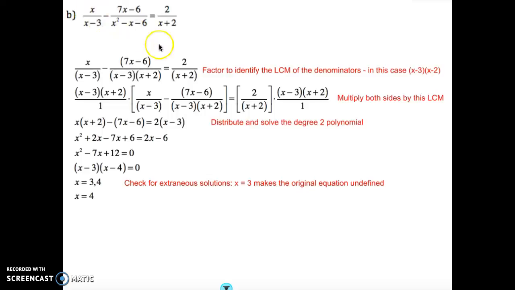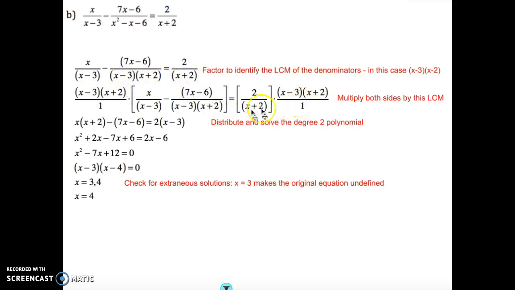For part B, again, it's a similar sort of affair. The first thing that you want to do is make sure that you go ahead and factor. Please pay attention to this minus sign here. So once we've factored, we can then go ahead and identify the lowest common multiple of the denominator. In this case, it's x minus 3, x plus 2. Excuse that error there. You can see x plus 2, x plus 2, x minus 3.